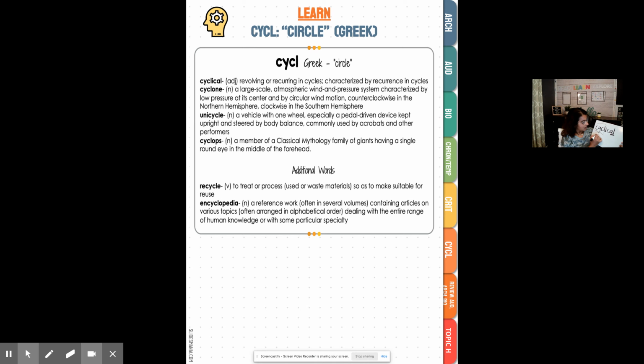It revolves around in cycles. So what could be cyclical? The seasons could be cyclical because it's a cyclical process. So something that's a process that goes on in cycles could be considered cyclical. Weather patterns could be cyclical. Someone's behavior could be cyclical. There's so many things that could be cyclical.